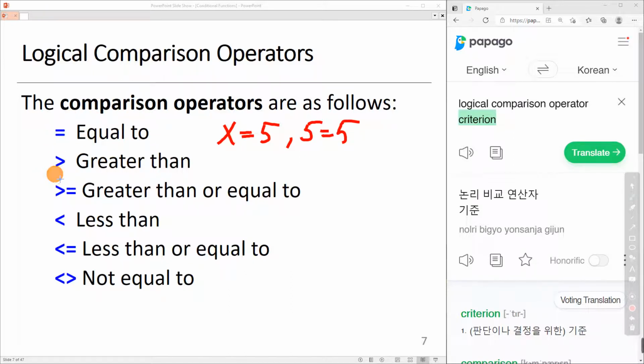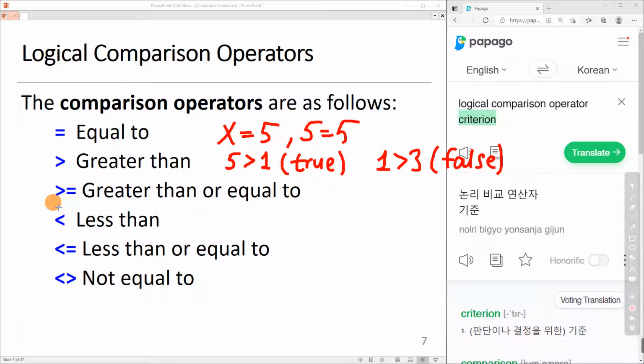The next operator is called greater than. Instead of larger than, we say greater than. So obviously 5 is greater than 1, right? So this is true, right? True. But if you say 1 is larger than 3, right? So this would be wrong, right? Or we can conclude that this is false, okay? False.